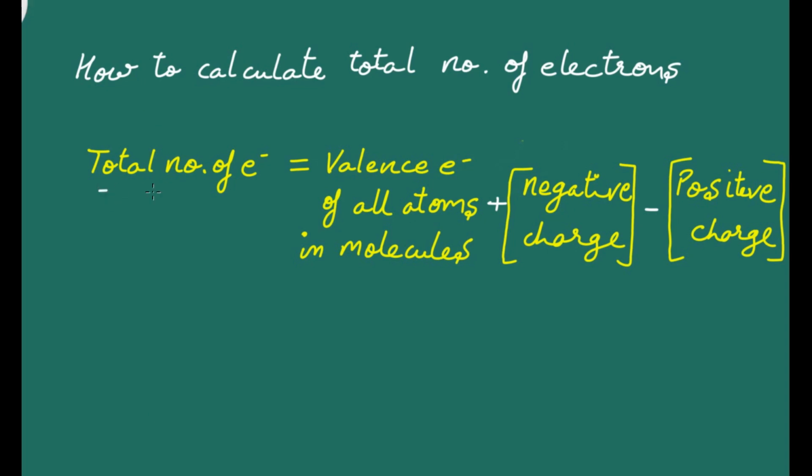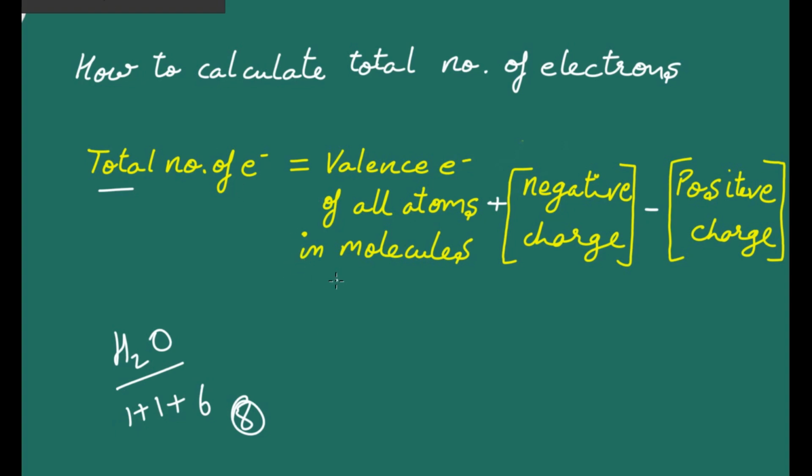Now total number of electrons is calculated as the valence electrons of all the atoms in the molecule. What is the meaning of all the atoms in the molecule? For example, we have H2O. Now there are total 3 atoms. So you have to calculate the valence electrons of all the atoms. For hydrogen, 1 plus 1. For oxygen, it's 6. So total number of valence electrons will be 8, right?